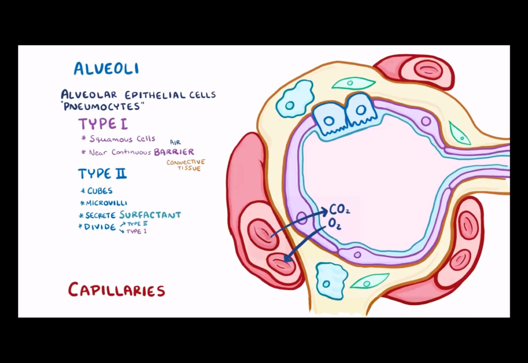Now, between the type 1 and type 2 pneumocytes and the capillaries is interstitial tissue of the lung, which has macrophages and fibroblasts.